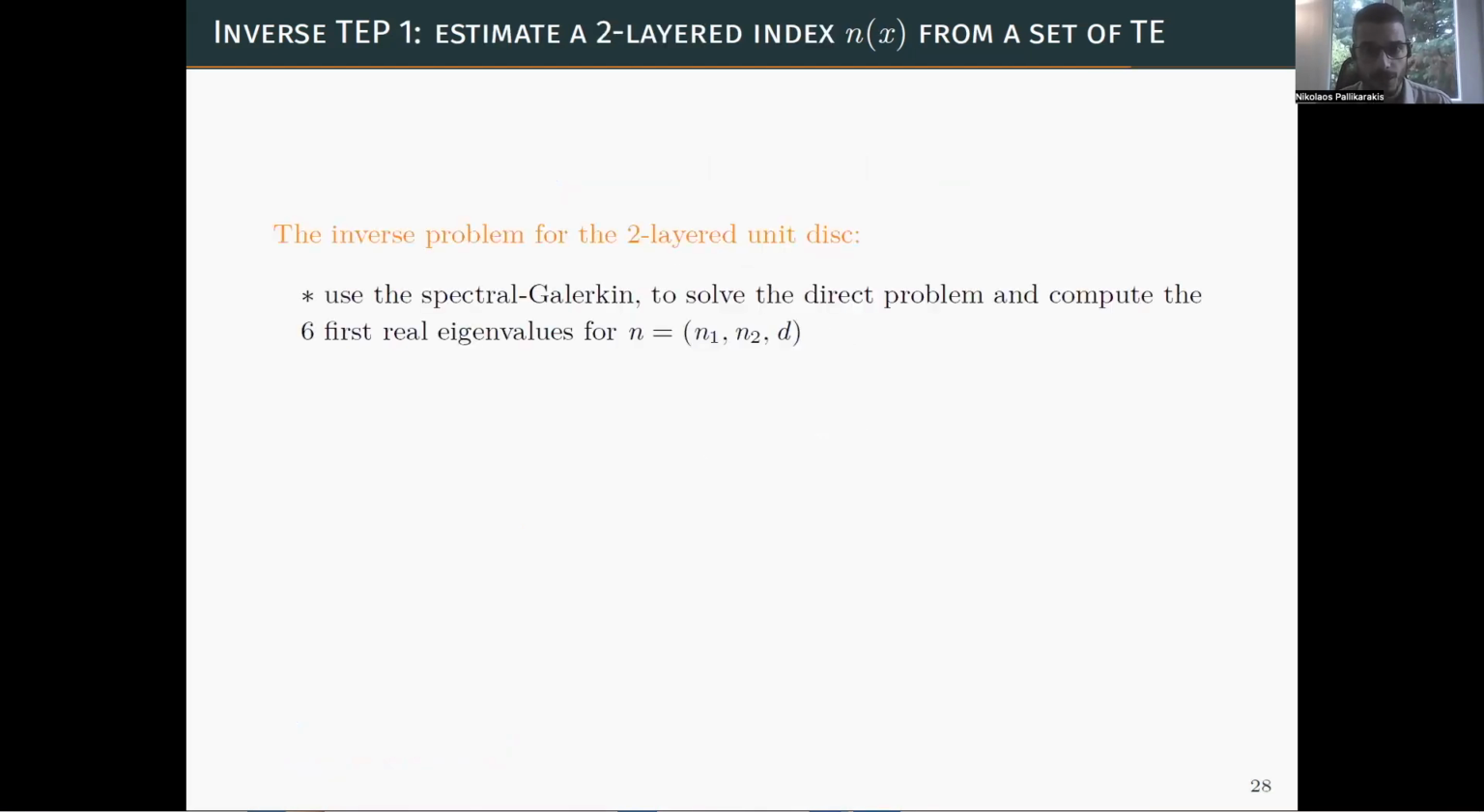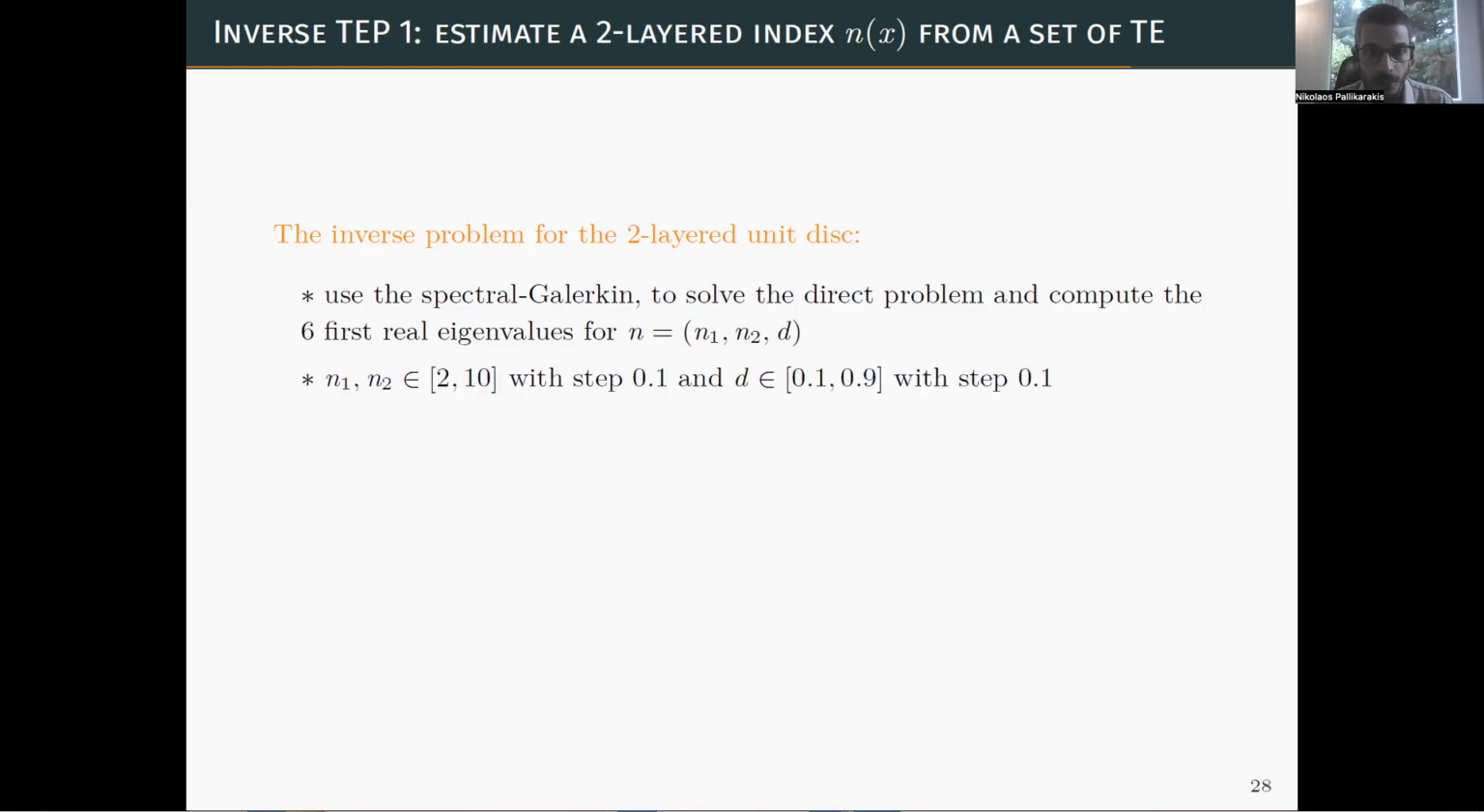The first one is for a two-layered unit disk. So we have a unit disk with an inner disk and one layer, and the refractive index is piecewise constant. The idea is the following. We solve the direct problem by using the Pallikarakis method I described before, and we compute the six first real eigenvalues for a refractive index with values Ni1, Ni2, the values of the refractive index, and D, which is the position of the discontinuity, which is also an unknown, and we want to recover it in the inverse problem.